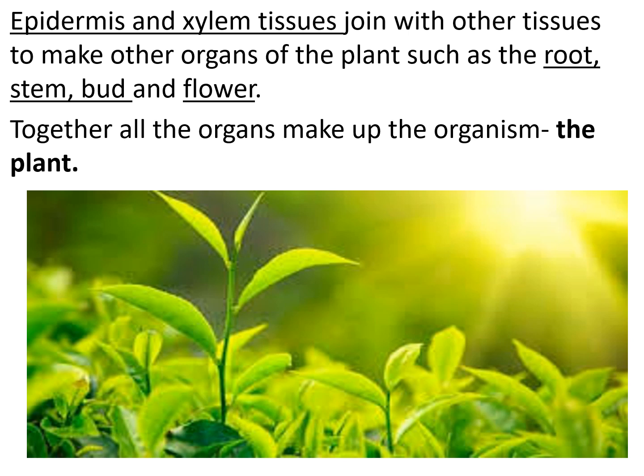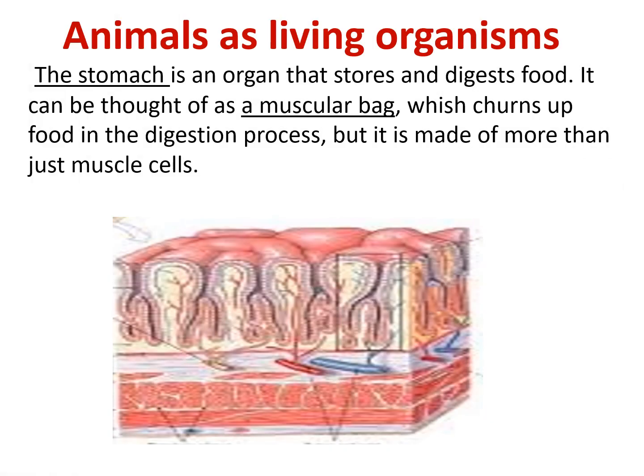Together, all the organs make up the organism which is the plant. And that's it about the plant as a living organism. Now, grade 7, let's know about animals as living organisms. There are many kinds of cells in animals' bodies, right?